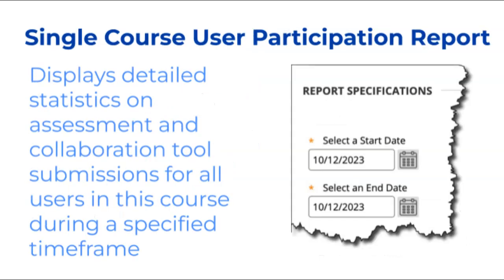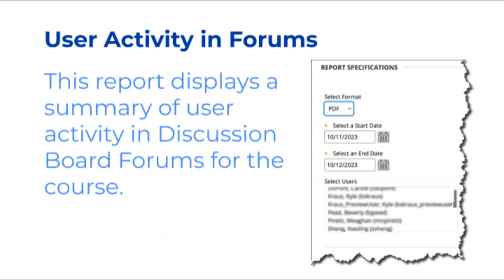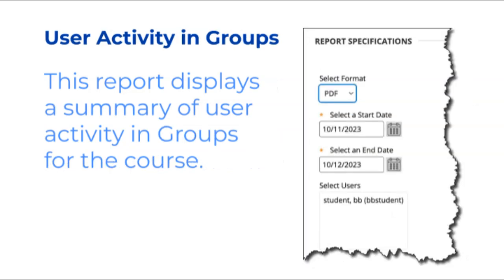dates, times, and days of the week. Single Course User Participant Report displays detailed statistics on assessment and collaboration tool submissions for all users in this course during a specific time frame. Student Overview for Single Course displays an individual student's activity within your course sorted by date. This report is helpful when checking a certain student's course activity. User Activity in Forums. This report displays a summary of user activity in discussion board forums for the course. User activity in groups. This report displays a summary of user activity in groups for the course.